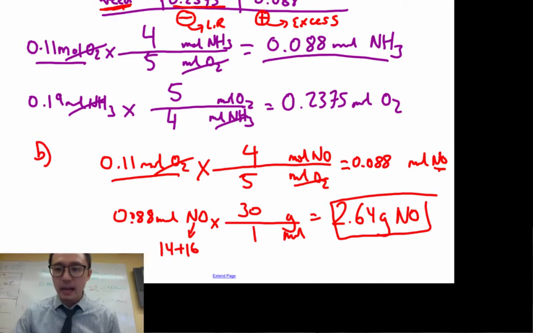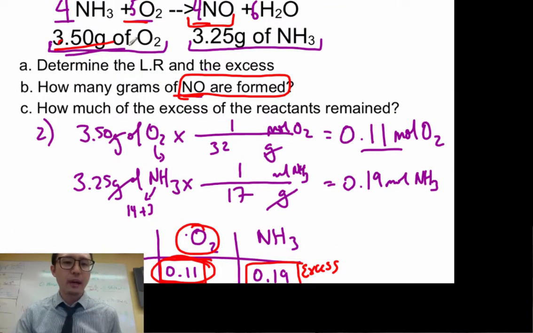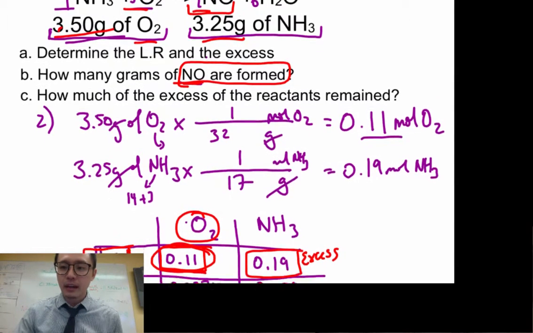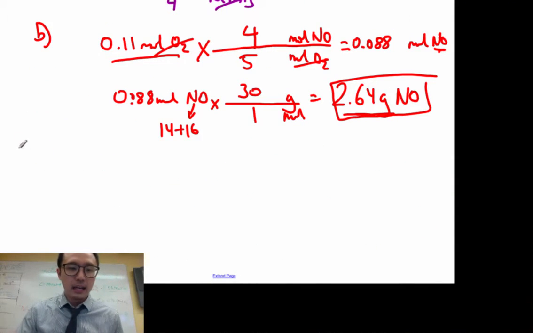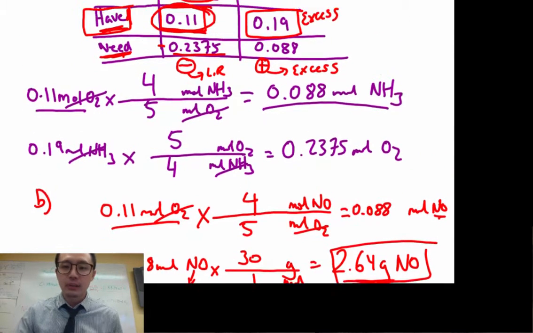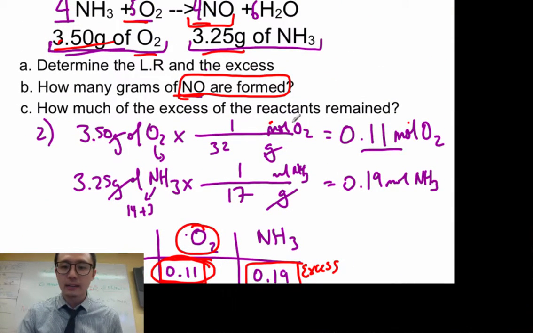So what we basically answered is that if you use this 3.5 grams of O2 reacted with 3.25 grams of NH3, I'm going to make 2.64 grams of NO. That's what we have just calculated. And then for part C, we're calculating the excess. So how much do we have left over? In order to calculate the excess, this is how much of the excess reactant remains.